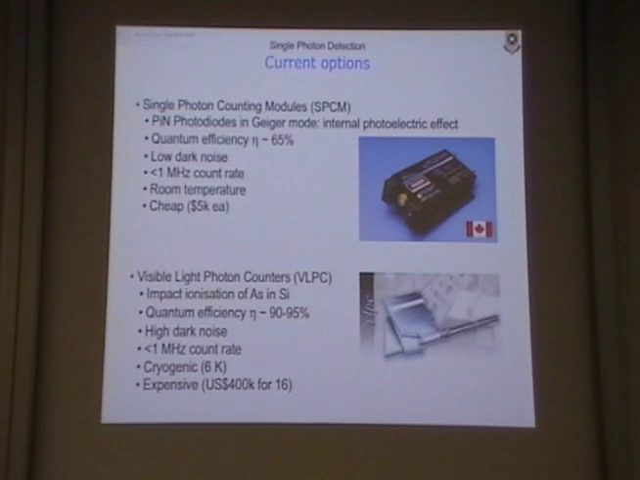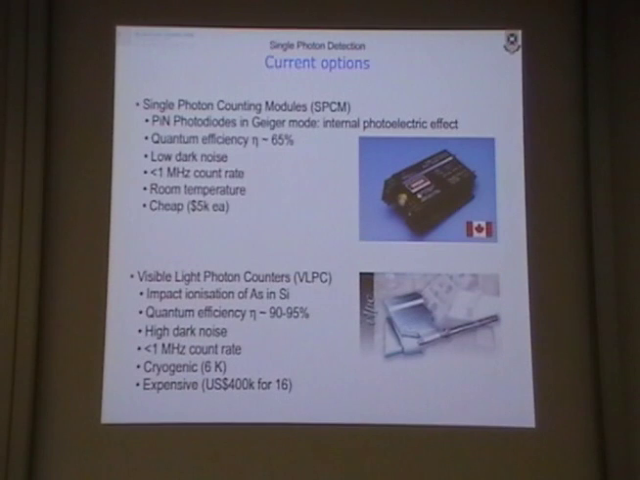There's another kind of detector called a visible light photon counter. This works on impact ionization of arsenic and silicon. Quantum efficiency is quite high, at 95%. They have high dark noise, a bit of a problem. You can run them at 6 degrees Kelvin, and there's currently something like at least 20,000 of them sitting in Fermilab in Illinois. These are the detectors that are used in the large detector arrays.